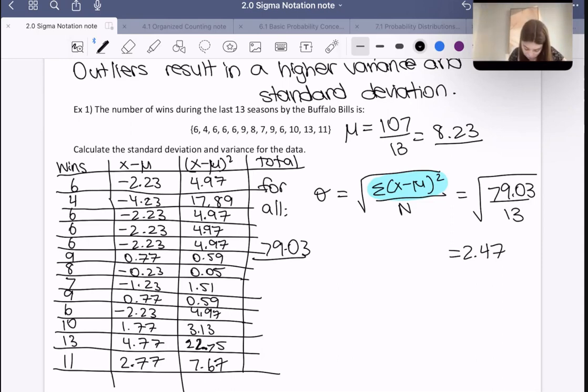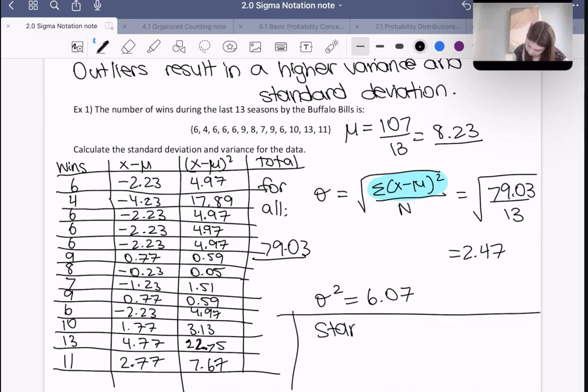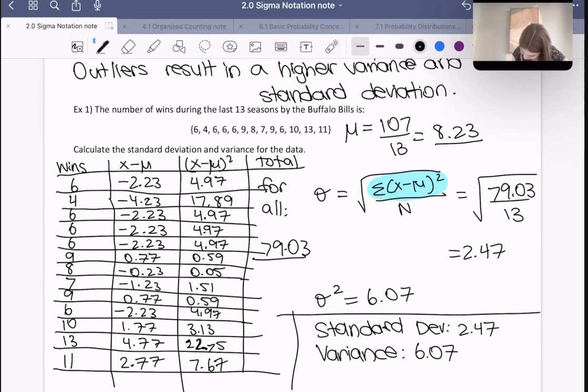Is that what the question wanted? Oh, they wanted standard deviation and variance. Okay. Well, variance, luckily for us, is this symbol here, and that's just going to be this squared. So that's going to be 6.07. And I'm going to write a quick conclusion here, just to conclude. Standard deviation would be 2.47, and the variance is 6.07, like that. Good. All done for this one.